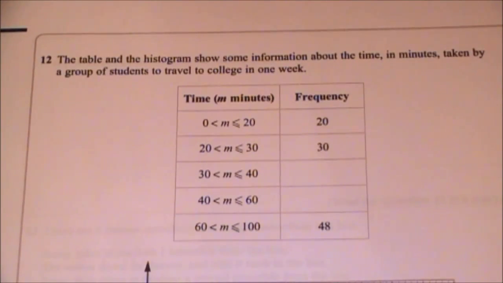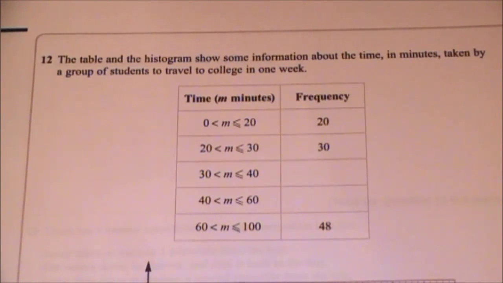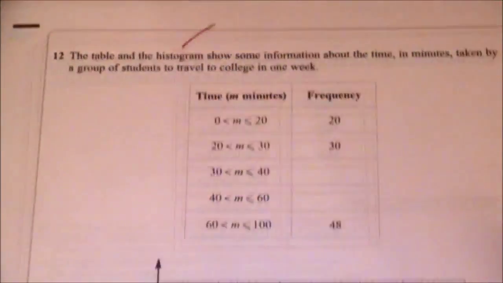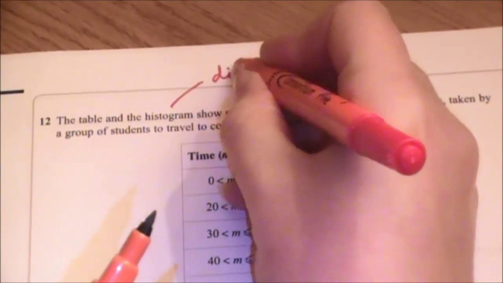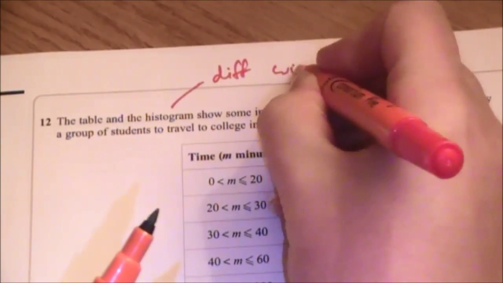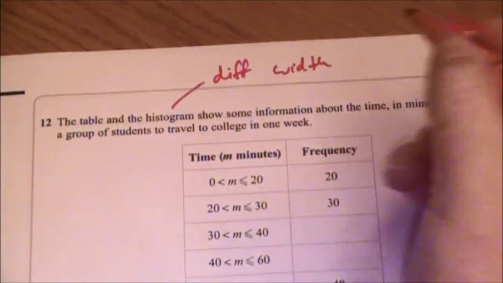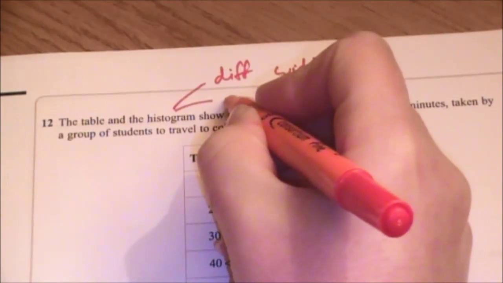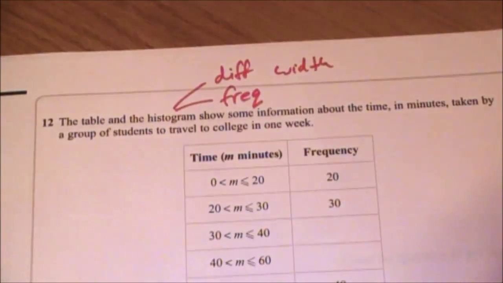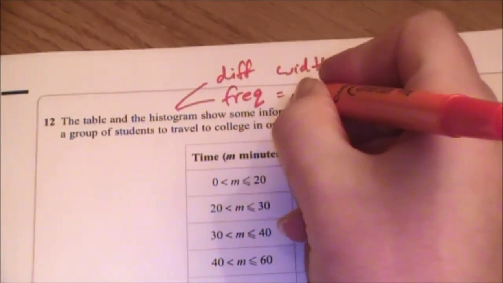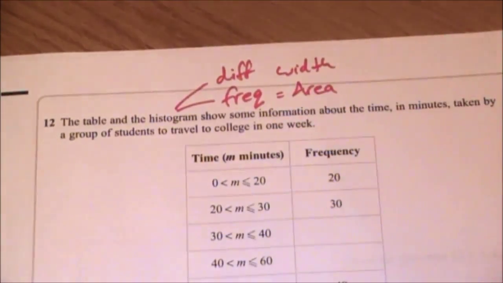Question 12 is a histogram question, and histograms are just like a bar chart. However, it's got different width bars, and we actually measure the frequency not just as height as we would in a bar chart, but the frequency is area.